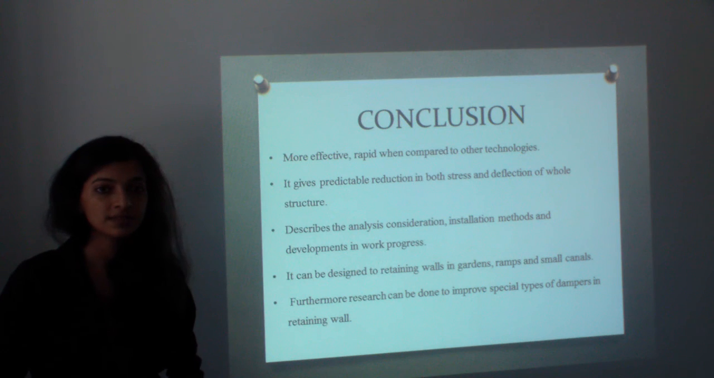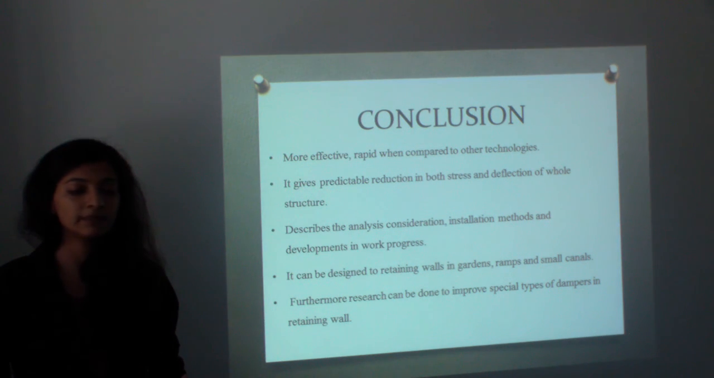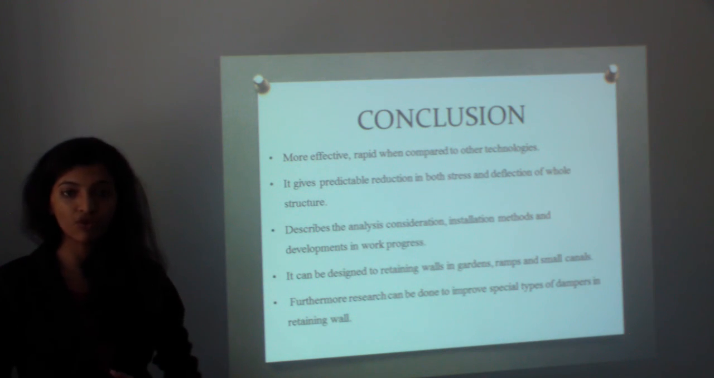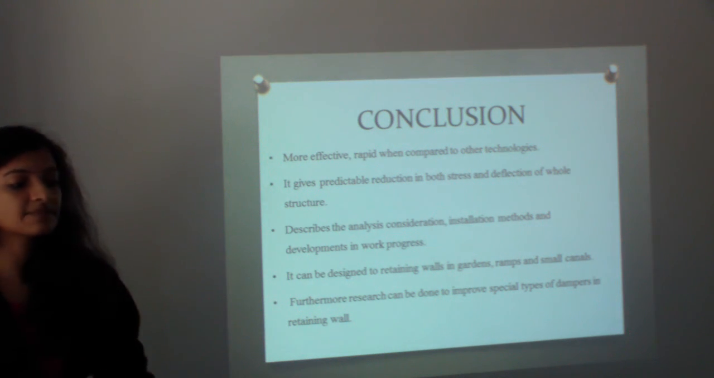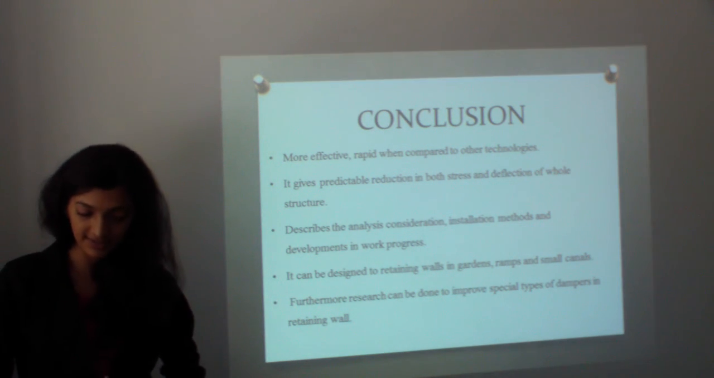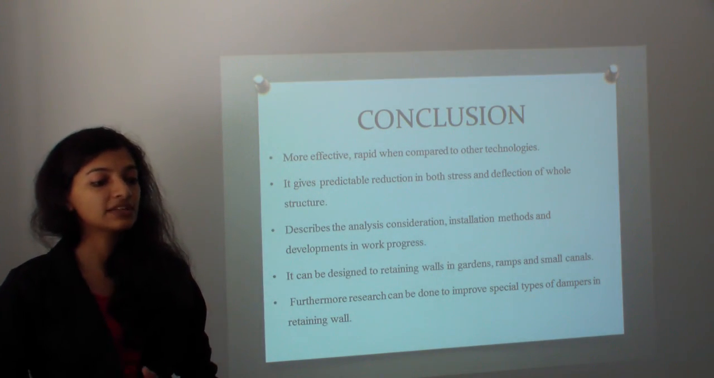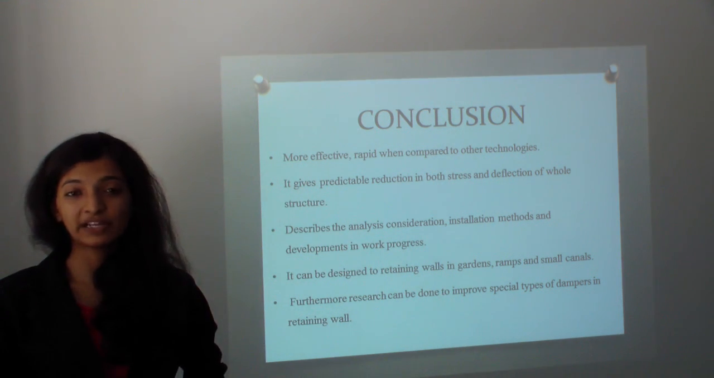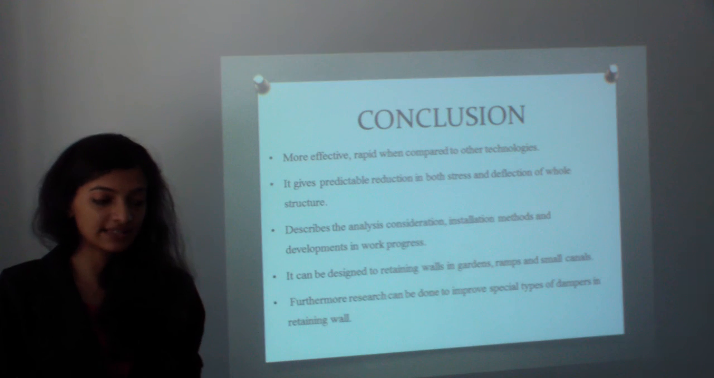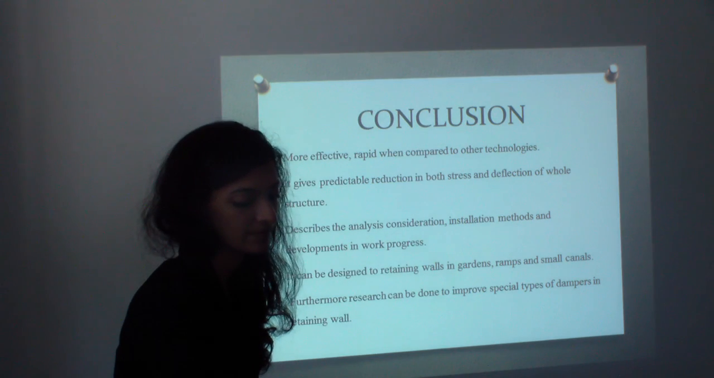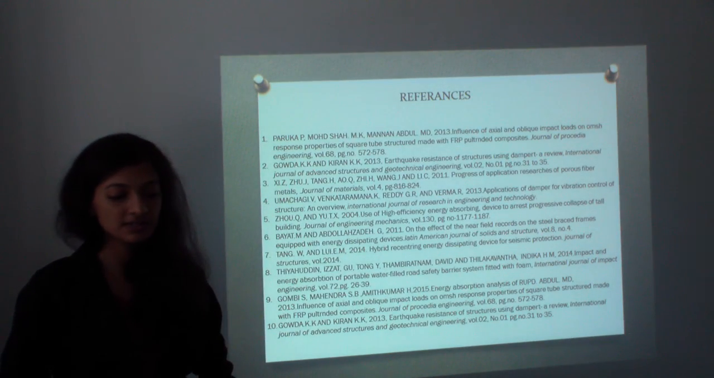And the conclusion is, the viscous dampers in retaining wall will be more effective and rapid when compared to other technologies, and it can give a predictable reduction in both stress and the deflection of wall structure. And despite the analyzing consideration, installation methods and developments in progress, it can also be applied to the retaining walls in gardens, vans, etc. And furthermore, research can be improved on special types of dampers in retaining wall. These all are my references, and thank you.